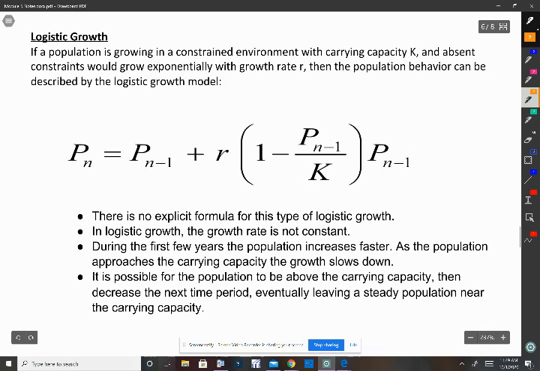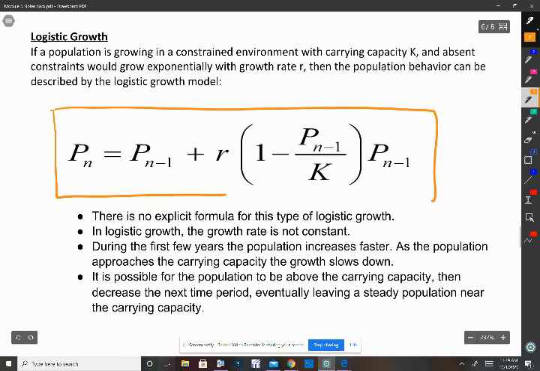All right, so logistic growth. It says if a population is growing in a constrained environment with a carrying capacity K and absent constraints, your growth would exponentially grow. And we're looking at a logistic growth model because the environment can only hold so much before whatever you're looking at starts dying out. So logistic growth is always a recursive function. So this is our function or our equation, which is always that. And so as we look at it, this is always our previous value.